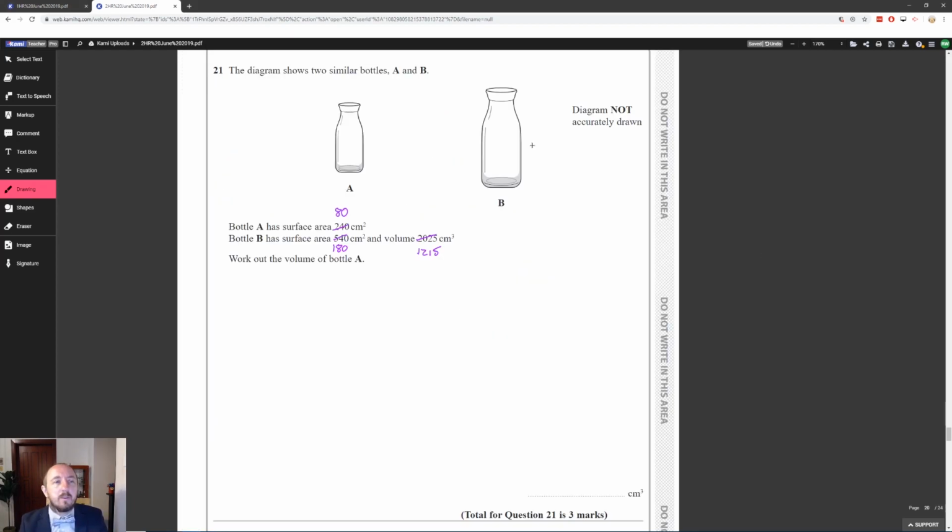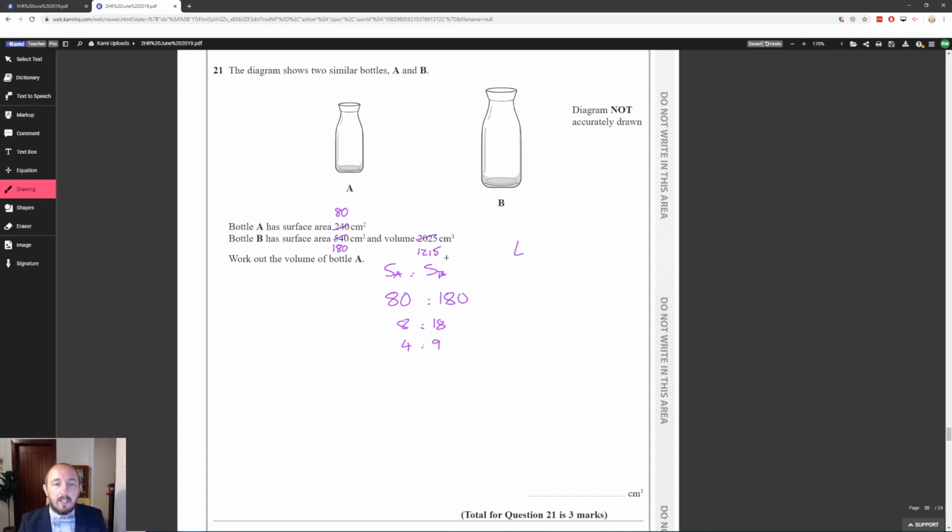Question 21, we have two similar bottles and the surface area is in the ratio of 80 to 180. So 80 for surface area of A to B, so 80 to 180, we can cancel that down, so we would get 8 to 18, and that's 4 to 9. So this is the surface area ratio.